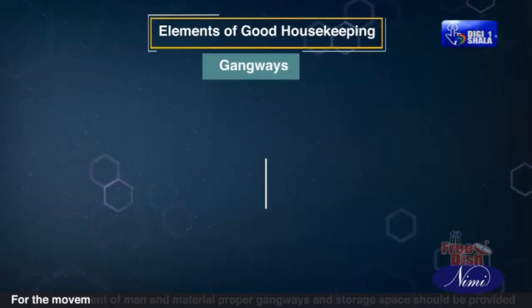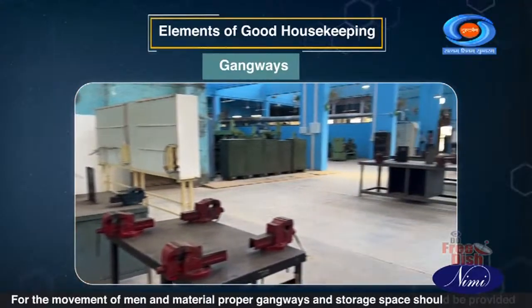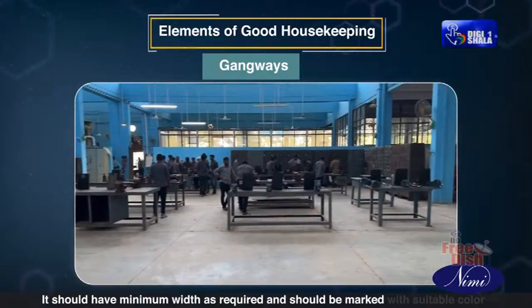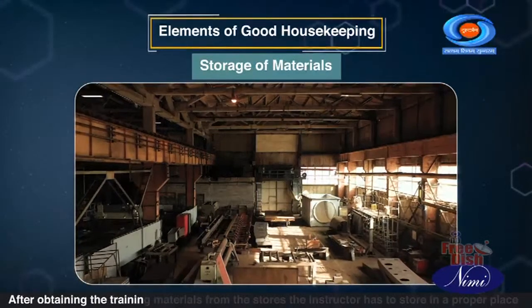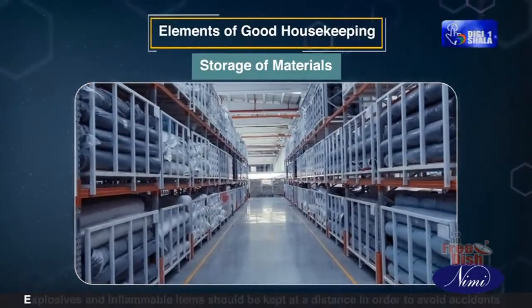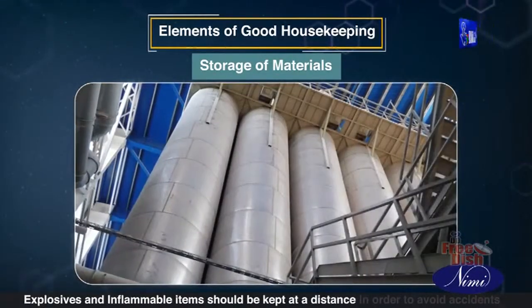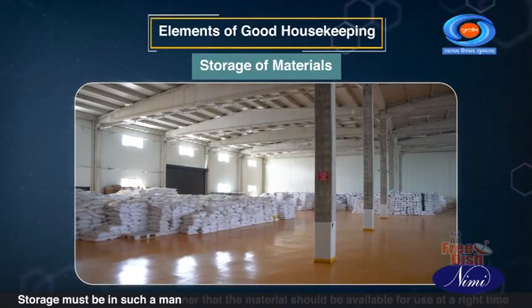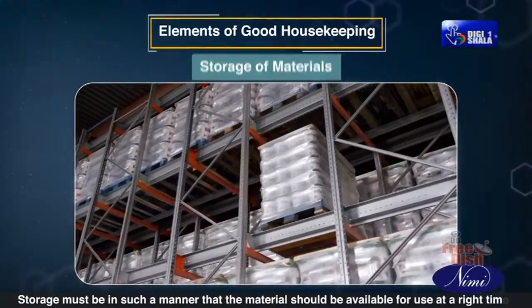Gangways. For the movement of men and material, proper gangways and storage space should be provided. It should have minimum width as required and should be marked with suitable color. Storage of materials. After obtaining the training materials from the stores, the instructor has to store them in a proper place. Explosives and inflammable items should be kept at a distance in order to avoid accidents. Storage must be in such a manner that the material should be available for use at the right time.